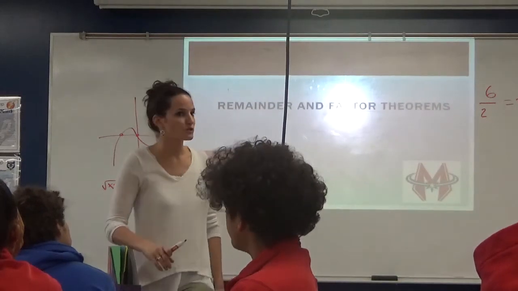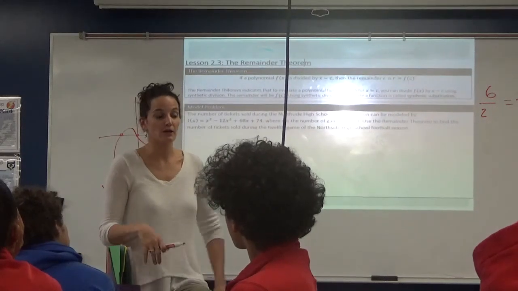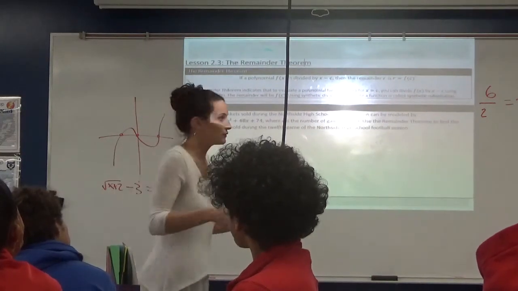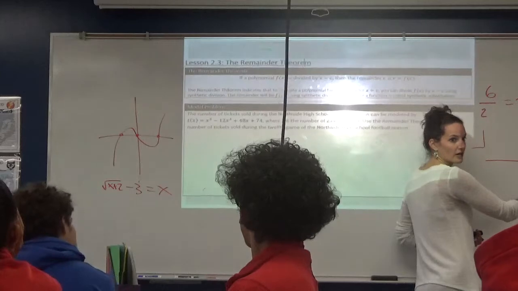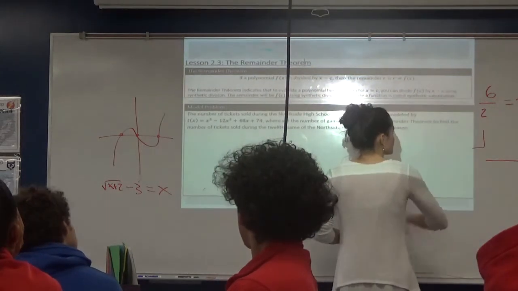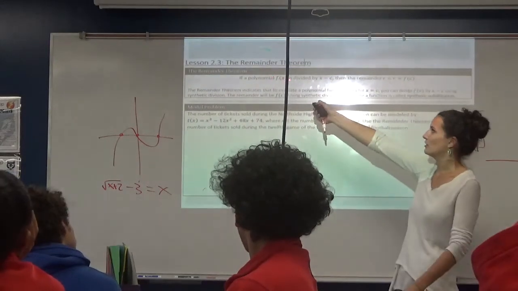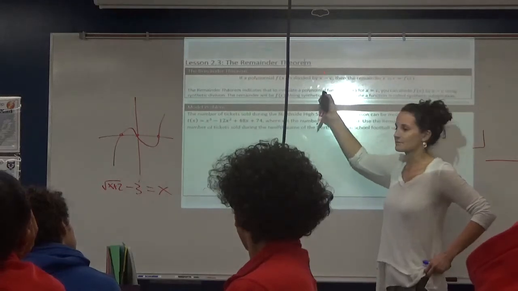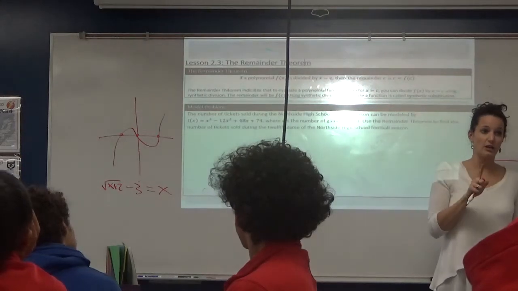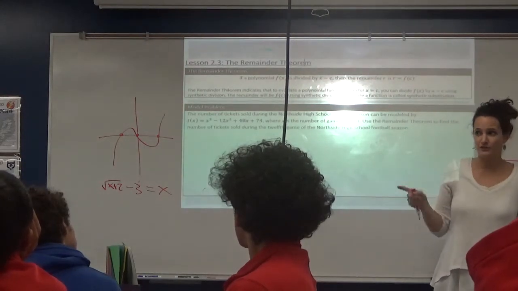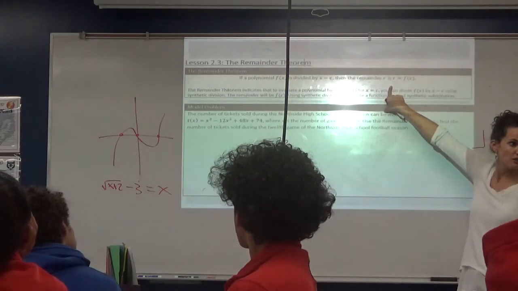Cool? Okay, so from the top, let's talk about the remainder theorem. The remainder theorem is talking about the remainder, which means if you think of synthetic division, the last number we get right here is our remainder. Sometimes it's 0, sometimes it's a number. The remainder theorem says that when a polynomial f of x is divided by x minus c, the remainder r is actually equal to f of c, the same value that you would get if you plug c into your function from the beginning.